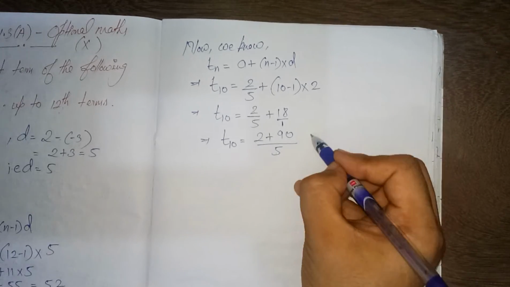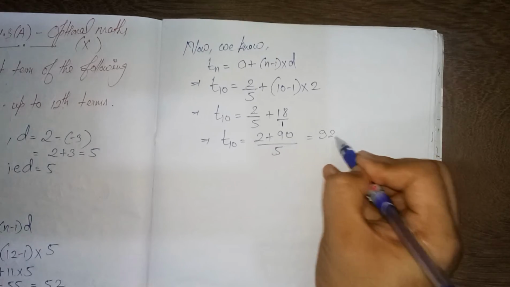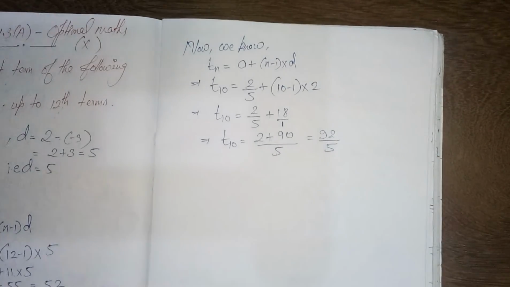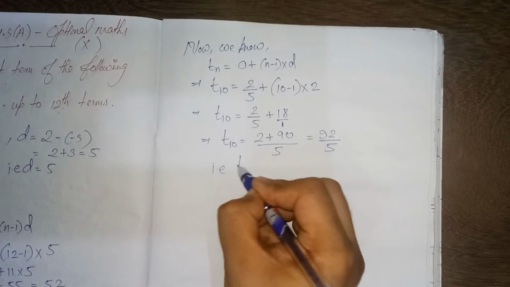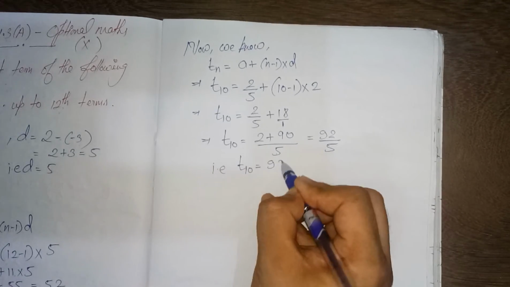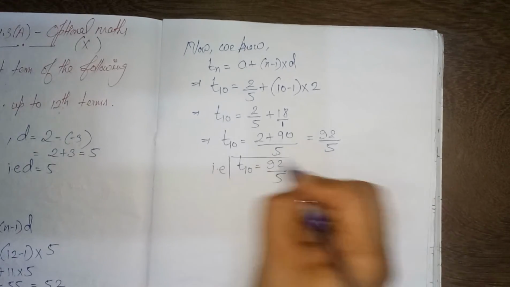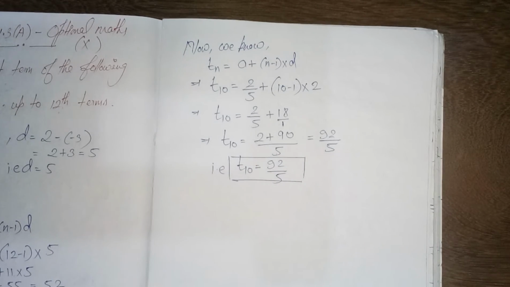Now simply you have to add this 2, which equals 92 by 5. So this is the required answer, that is T10 equals 92 by 5. So this is the answer of this second question, right? So we have successfully solved 2 questions.